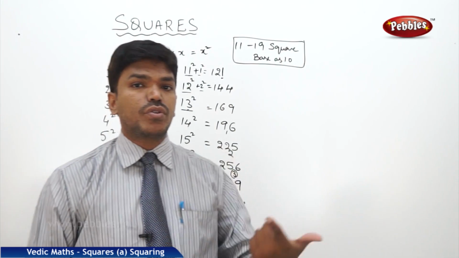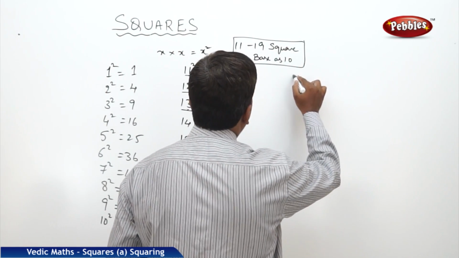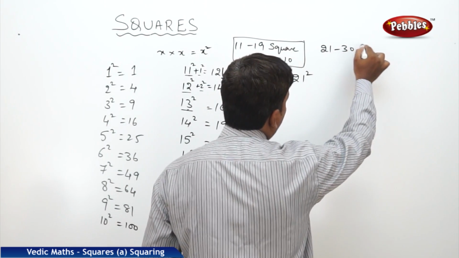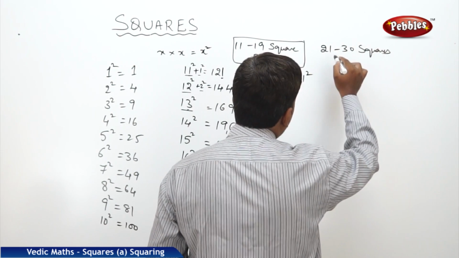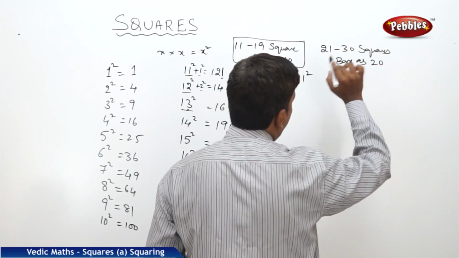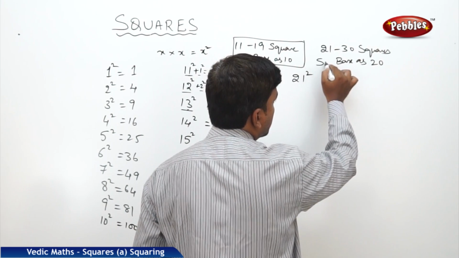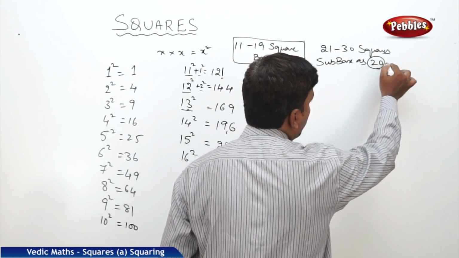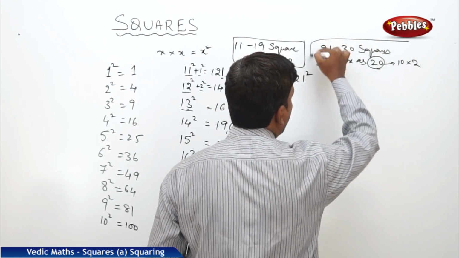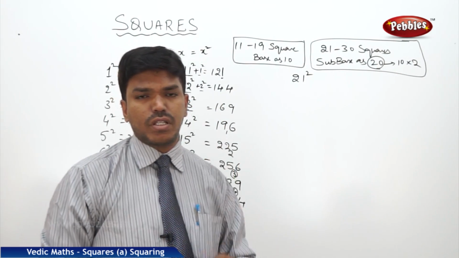Now what about 21 to 30? How can you remember 21 to 30? See here. When you are taking 21 square, or from 21 to 30 squares, we are taking base as 20. Okay, but it is not the base, it is a sub base. This is a sub base. Why? Because 20 is a multiple of what? 10 into 2. So we are taking the sub base 20 to calculate the squares from 21 to 30.